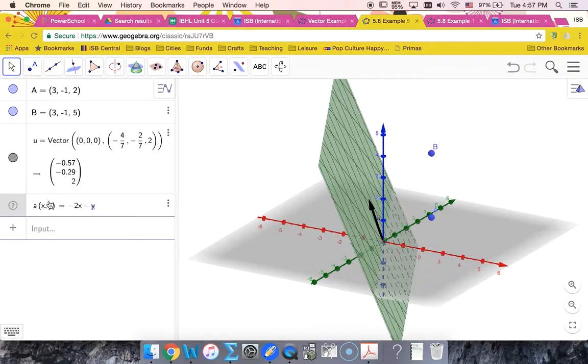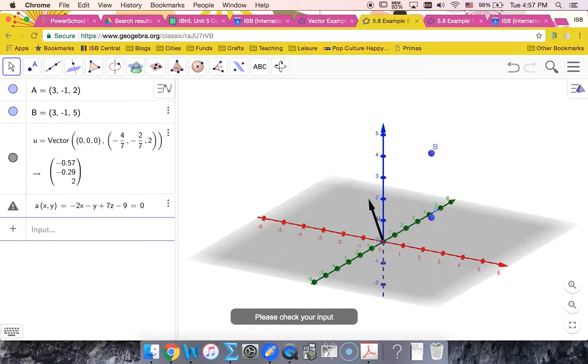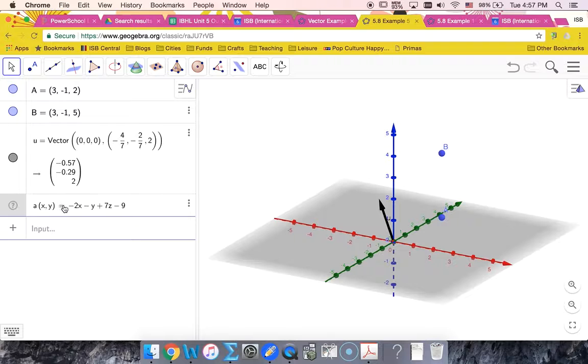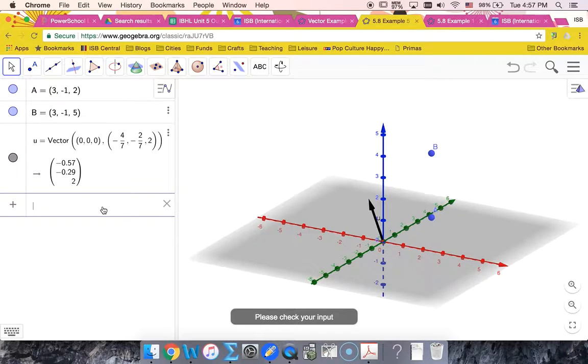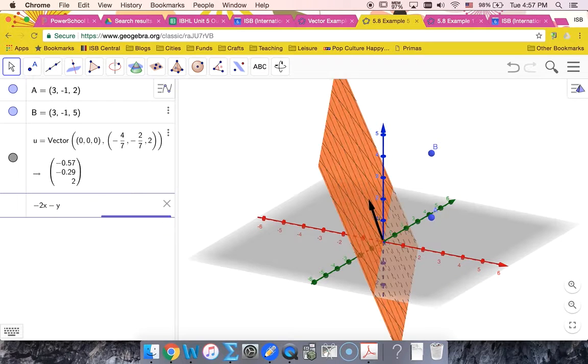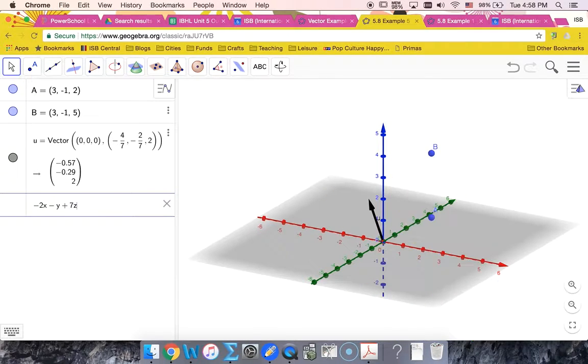So it wanted to make this a point. Let's not let that happen. Plus 7z minus 9 equals 0. So, wow, GeoGebra is frustrating. All right, so -2x minus y plus 7z minus 9 equals 0.